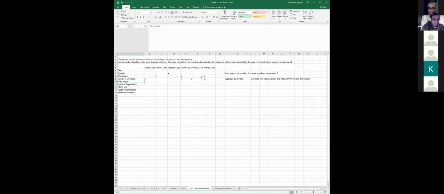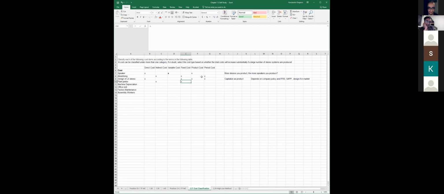Okay, what about a plant janitor? This should be relatively easy. Indirect cost. Indirect cost. Variable. Okay, I don't know. Plant janitor, sure, yeah. I don't know. I think that might be fixed. It's fixed cost. Think about it this way. Are you really going to need more janitors the more stereos you produce? Unless you open another warehouse. I think it's fixed unless the capacity of the plant changes.